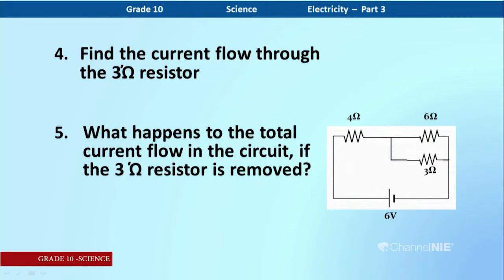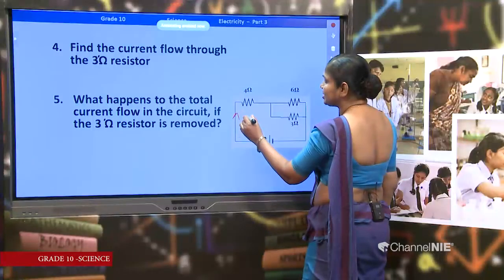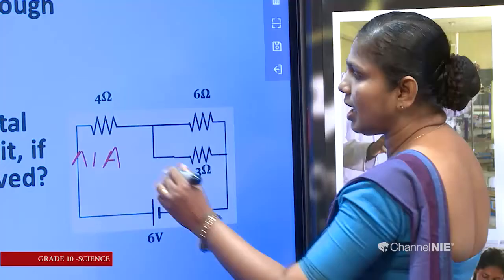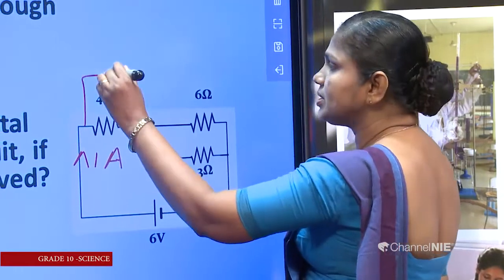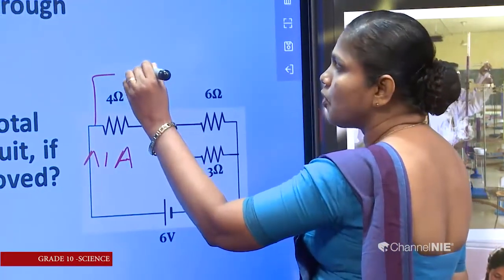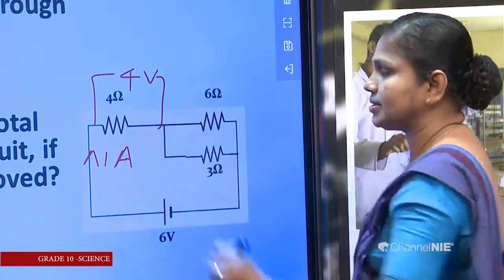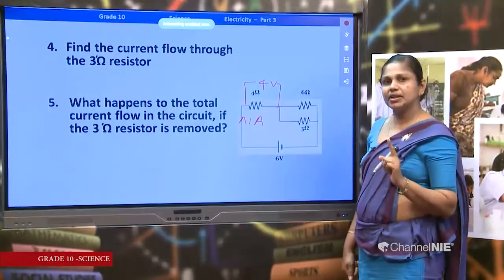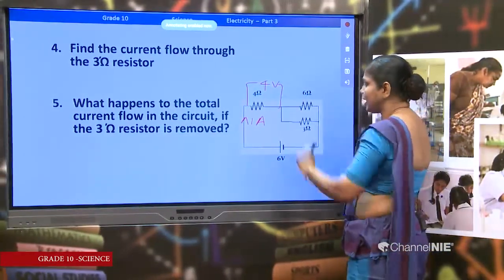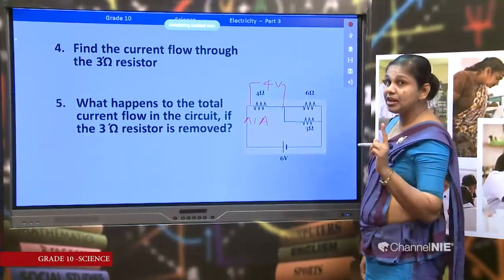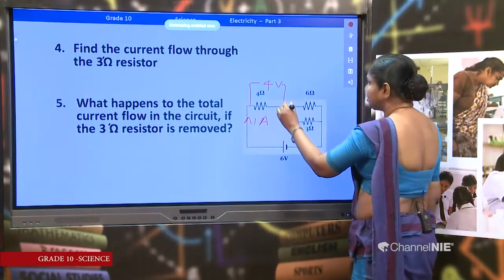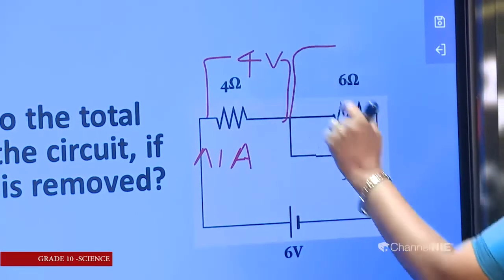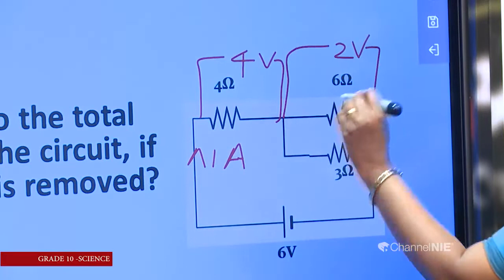Okay, we'll move to the next question. Find the current flow through the 3 ohm resistor. Right, now we have already found the total current flowing through the circuit as 1 ampere. And also we have already found the potential difference across 4 ohm resistor as 4 volt. Then what you must know, children, if the potential difference across 4 ohm resistor is 4 here, definitely the potential difference across these two must be 6 minus 4, 2V. This must be understood, children.